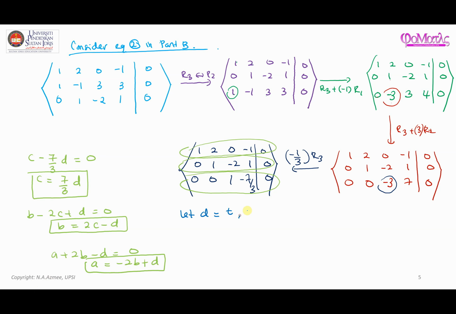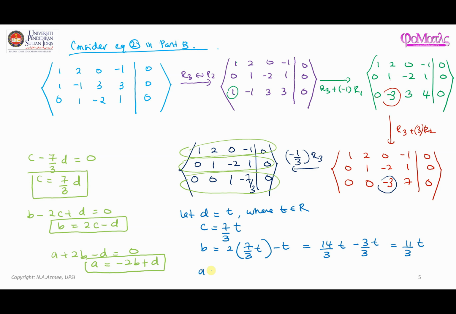D is equal to T, where T can be any real number. Therefore, C must be 7 over 3 T. And then B must be 2 times 7 over 3 T minus D, which is T. So that is equal to 14 over 3T minus 3 over 3T. And this is equal to 11 over 3T.